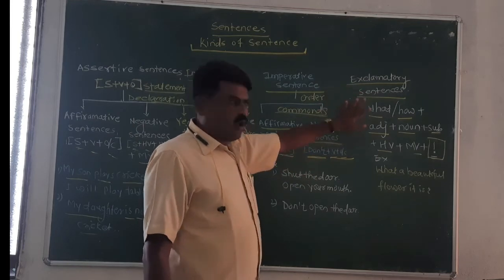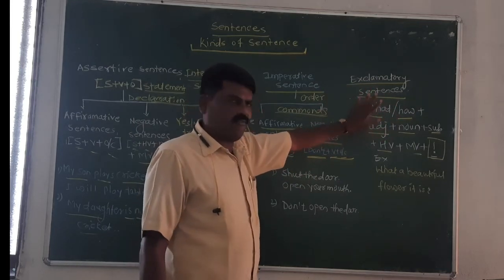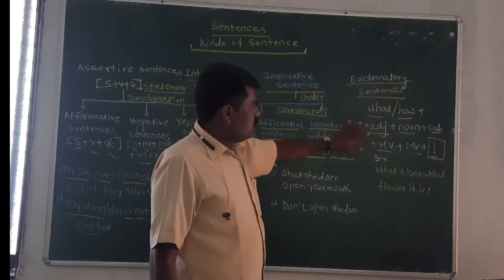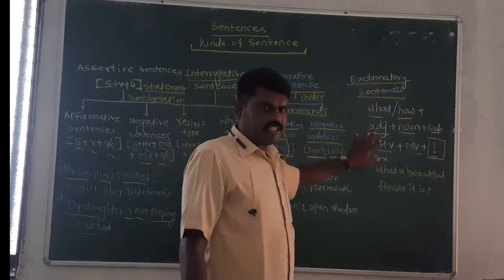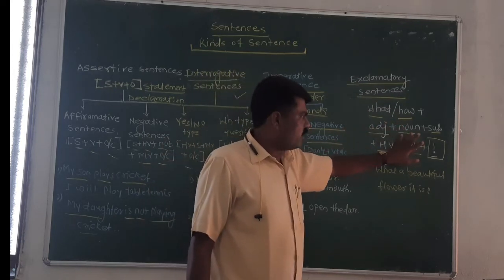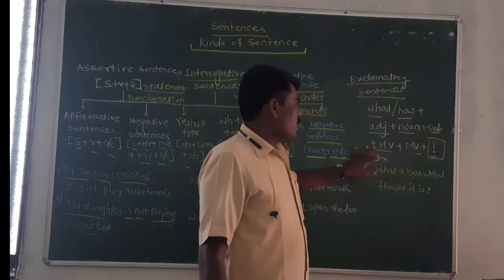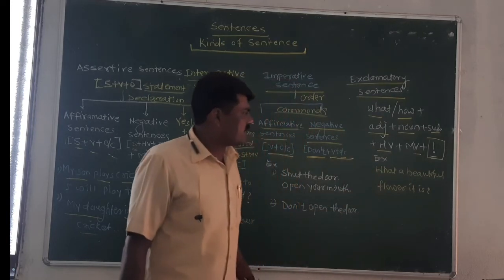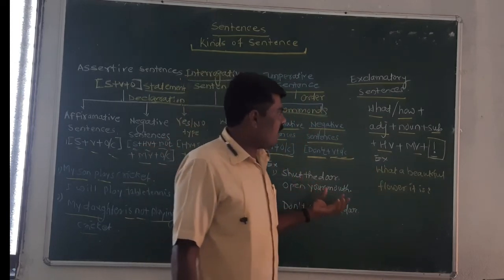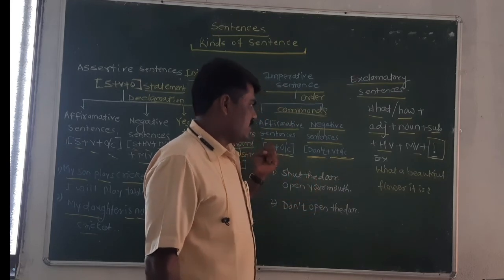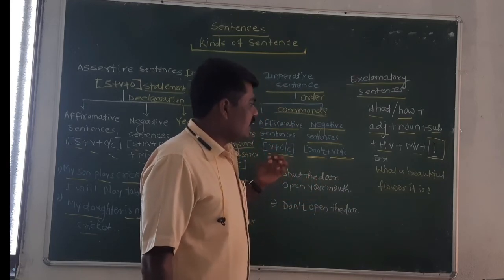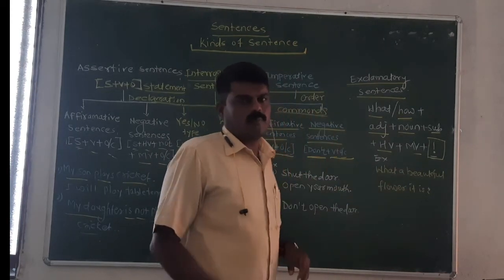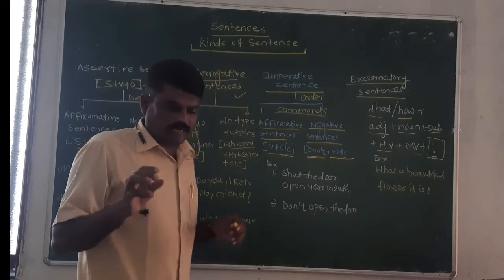So the structure uses what or how. When we use what and when we use how, that is the rule. We'll go into that in the next video. What is followed by an adjective, followed by a noun plus subject plus helping verb plus main verb. The example is: What a beautiful flower it is! So the example is for you. I hope you understood this.